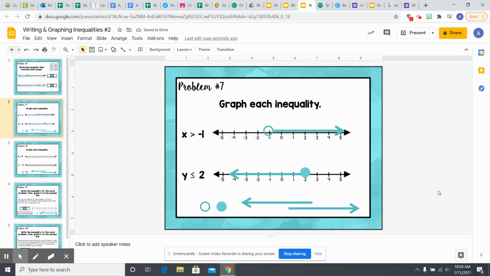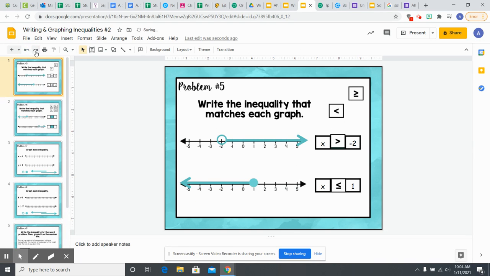So that's all you have to do when you're graphing an inequality. Just make sure you know when it's an open and closed circle. Open circle means no line underneath your inequality sign, no or equal to. Closed circle means there is a line underneath your inequality sign, so your or equal to. Greater than means your arrow points towards the right, and less than means your arrow points towards the left. Okay, go ahead and backspace.